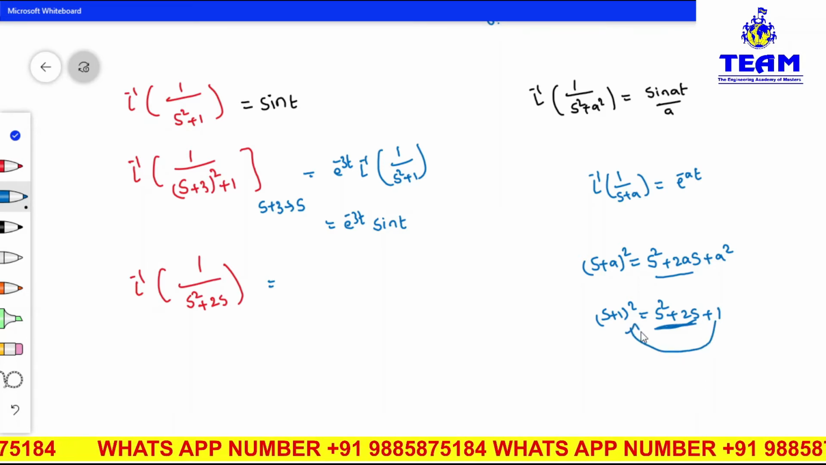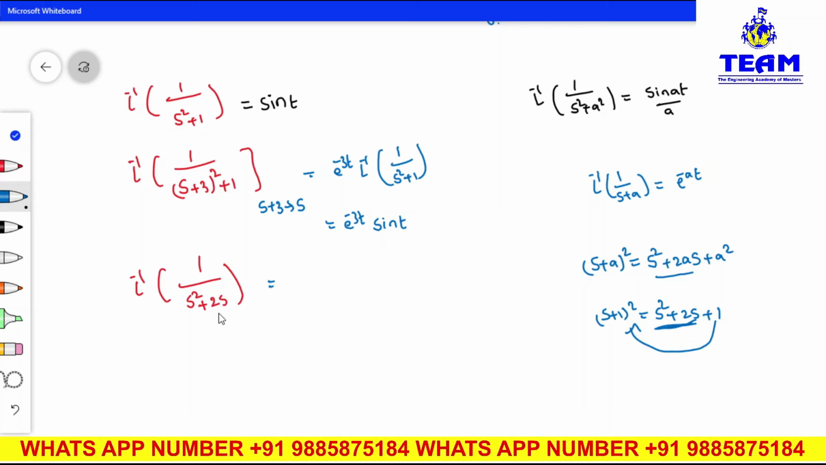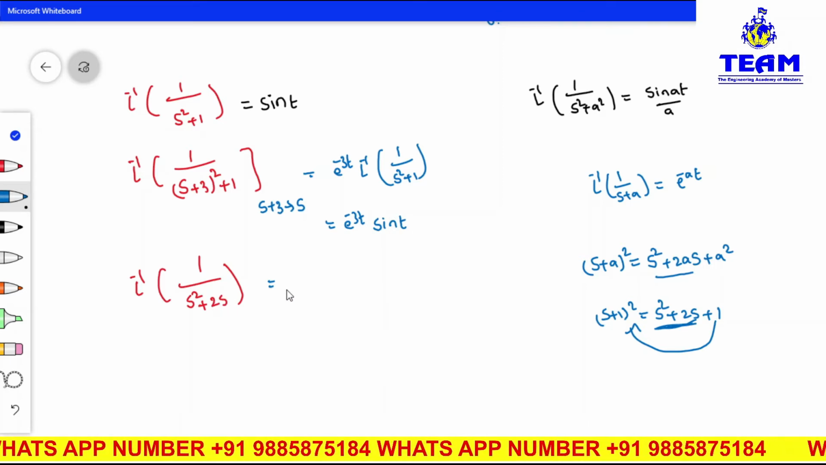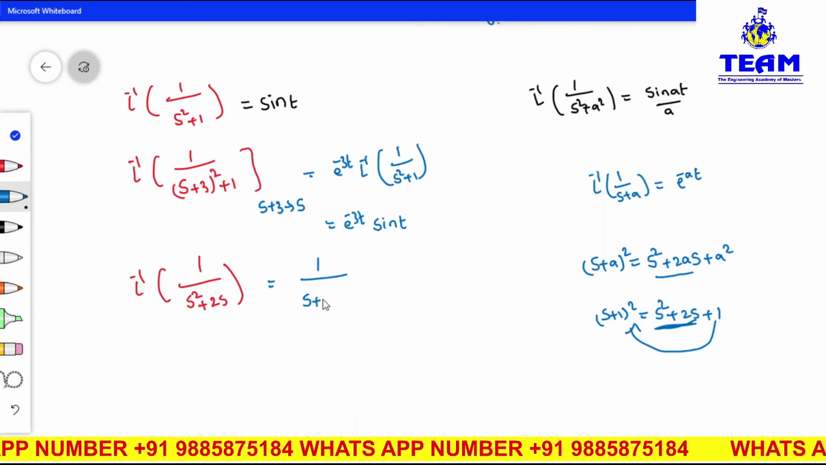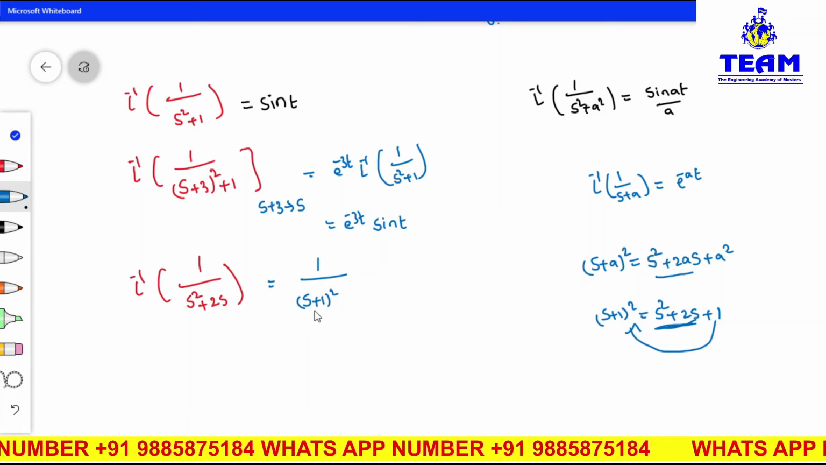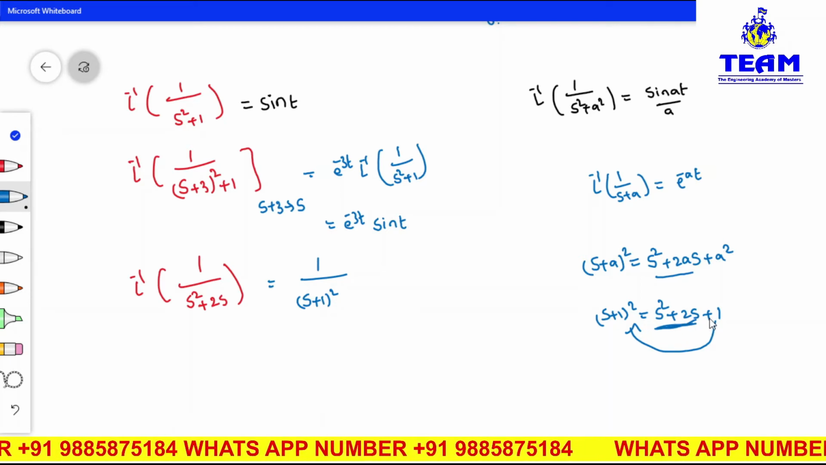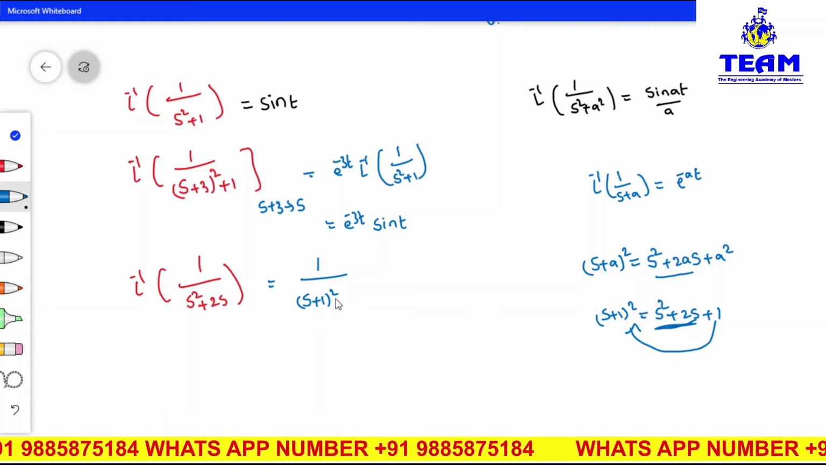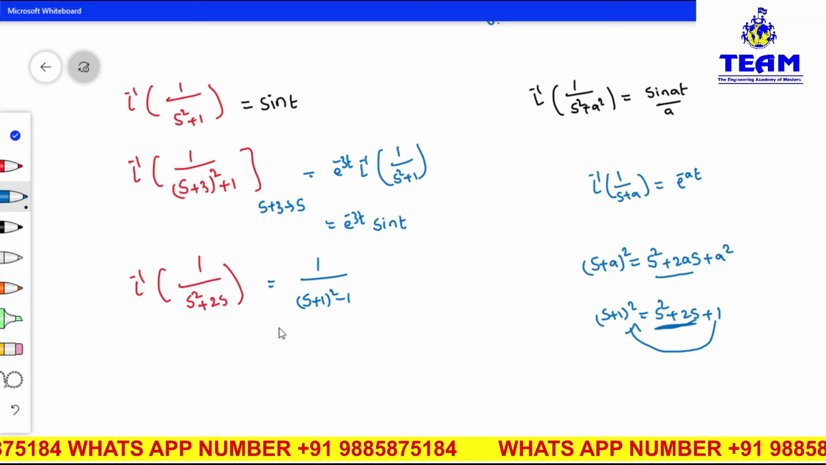So I can take this term to the left side. Now whenever you have 2s, divide by 2. So I can write this as (s plus 1) whole square. What is (s plus 1) whole square? s square plus 2s, and the next extra term is 1. So take this term to the left side. Then (s plus 1) whole square minus 1 is what? s square plus 2s. Clear?